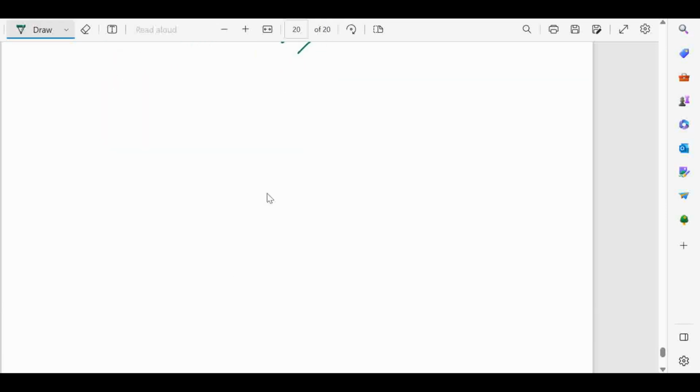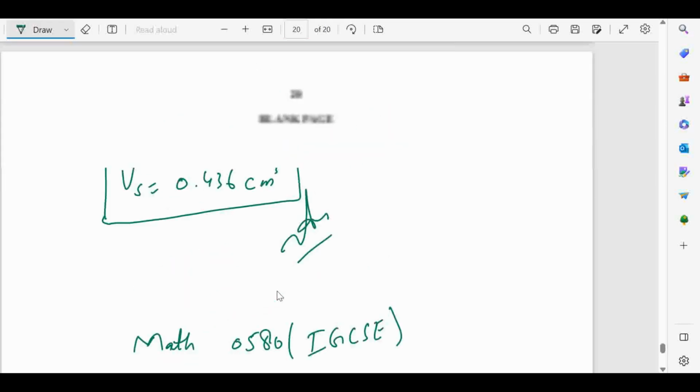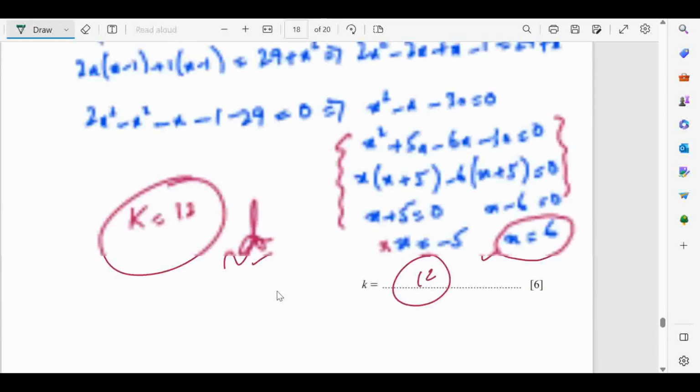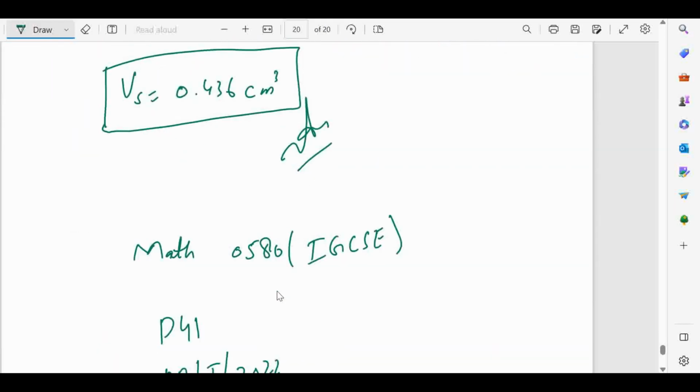I hope that the concept is clear. That is it for today. So today we have discussed Math 0580 IGCSE paper, paper 41 of May-June 2022. Question number 6 to question number 9, the last one, we have discussed.